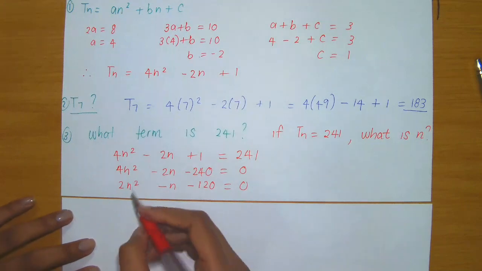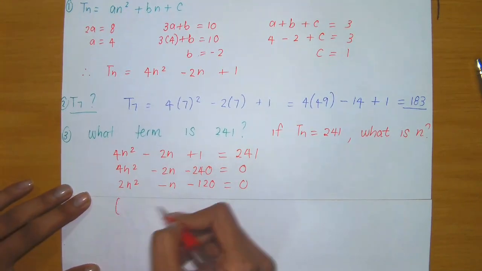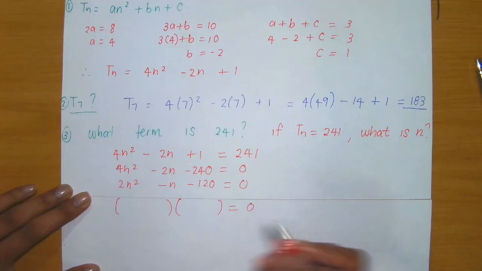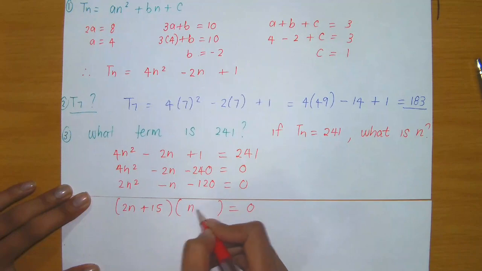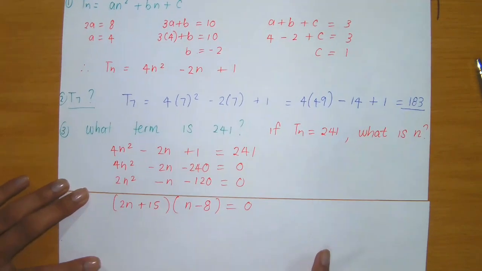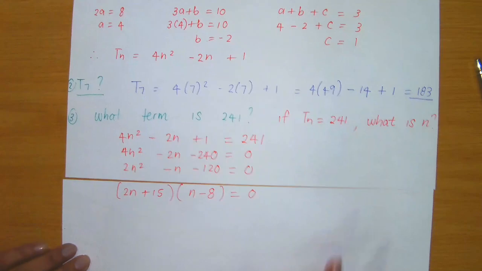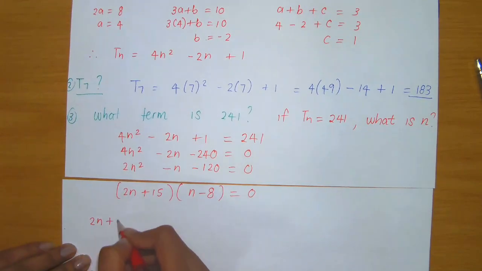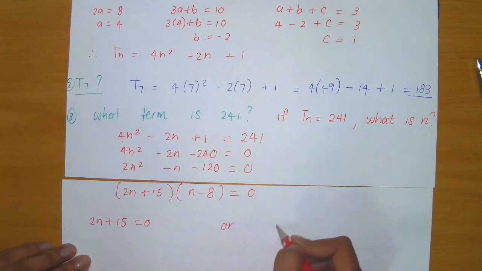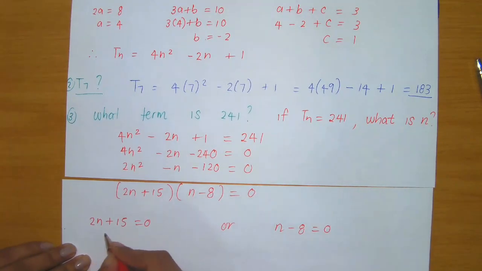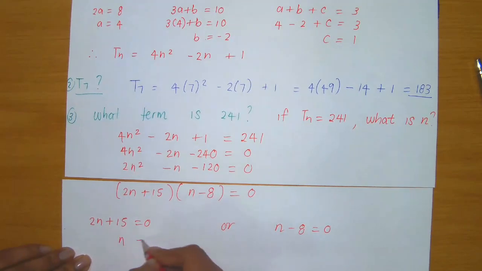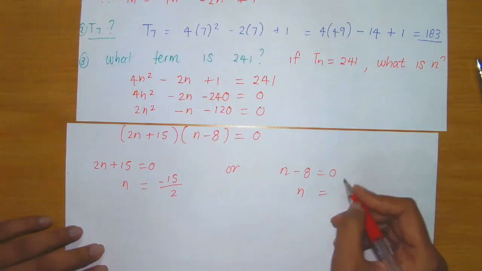So you could either use your quadratic formula, or you could factorize and obtain the two factors. The first factor is 2n plus 15. The second is n minus 8. So just looking a bit closely at what this now tells me, this tells me that 2n plus 15 equals 0, or n minus 8 equals 0. So in the first equation, I then have that n equals negative 15 over 2. In the second, I have that n equals positive 8.